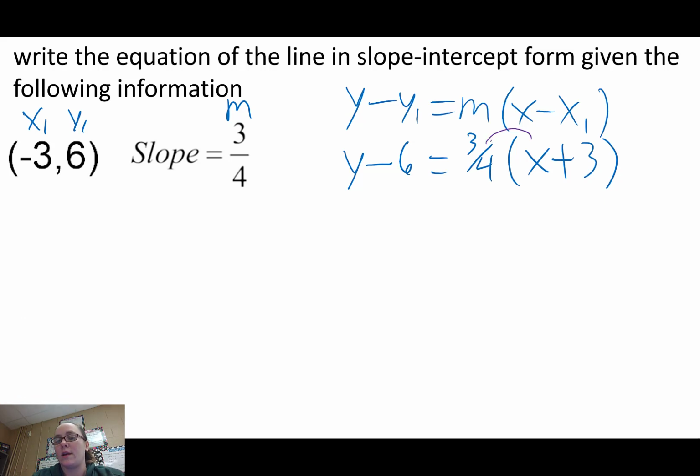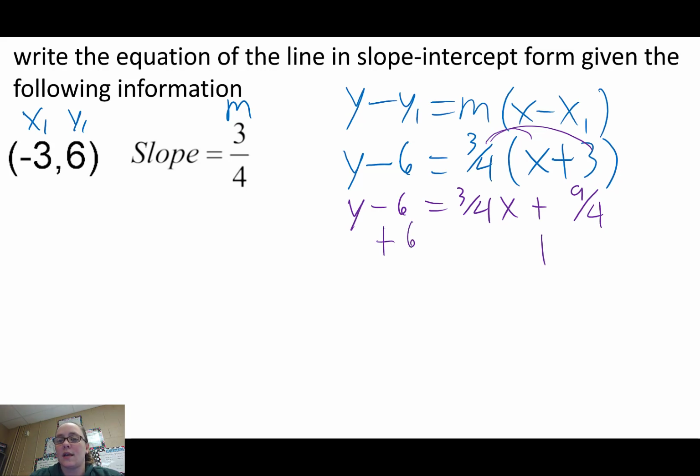So distribute my slope. I get y minus 6 is equal to 3/4 x plus 9/4. Okay, that can't simplify. This is going to be a funky one. It's okay.